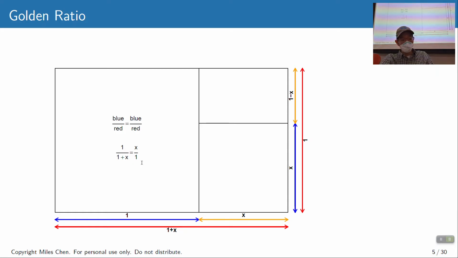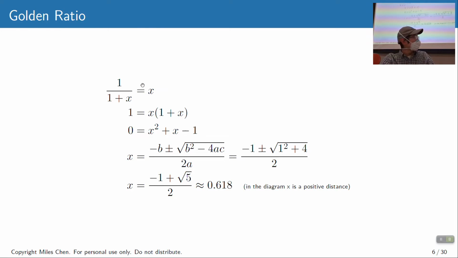That is, if you remove this square over here, this rectangle over here has the same proportion, same relative size of the length and width as the larger one. So with this, we can solve for what x should be. I got 1 over 1 plus x is equal to x, and we just use a little bit of algebra: multiply both sides by 1 plus x, subtract 1 from both sides, and I got x squared plus x minus 1 equals 0. We're going to solve for x using the quadratic formula.